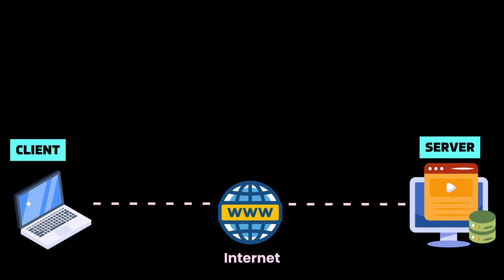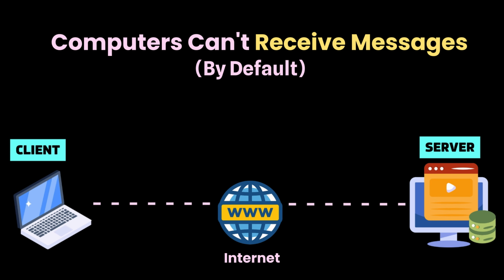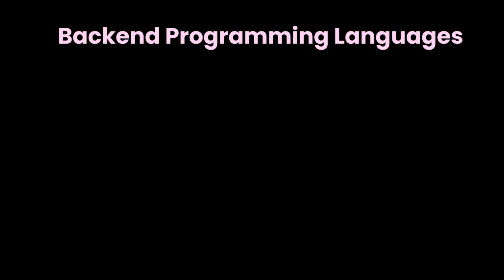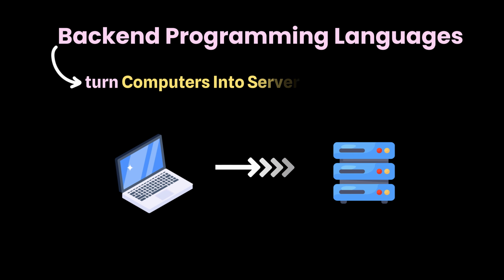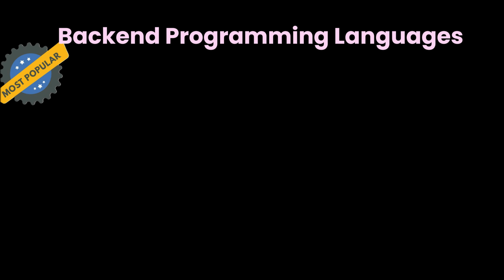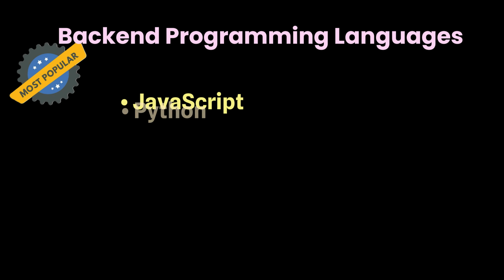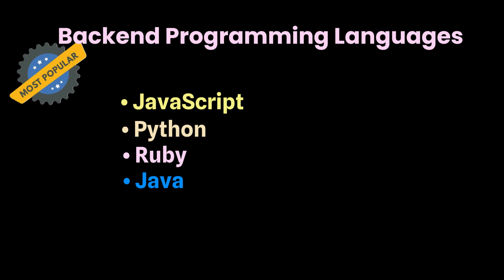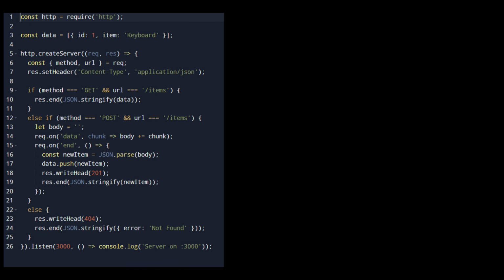But here's the important part. Computers don't automatically know how to handle these messages. We have to teach them. That's where back-end programming languages come in. They turn computers into servers that can receive and respond to requests. Popular back-end languages include JavaScript, Python, Ruby, and Java. But writing everything using just a raw programming language takes a lot of code to set up a backend.